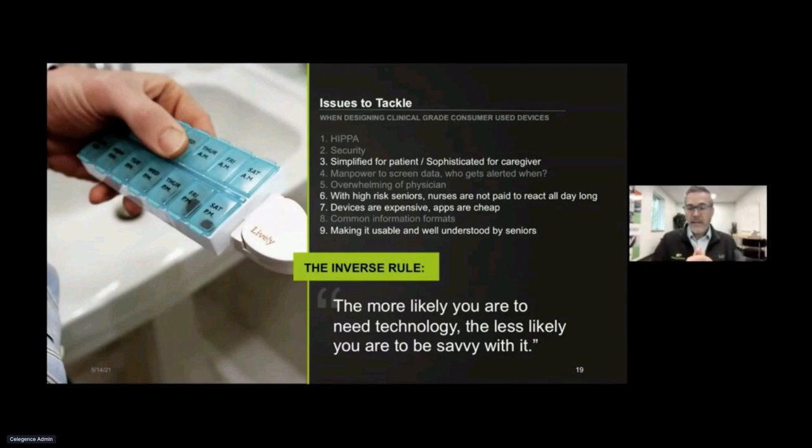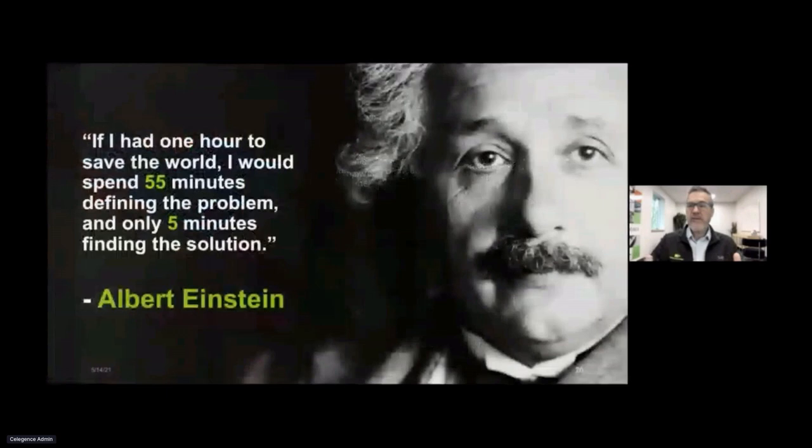That's hard to do. We often think of this inverse rule when we're in this situation designing things like this. The more likely you are to need technology, the less likely you are to be savvy with it, okay? Seniors with comorbidities who are at home trying to take care of their own health, they're not the ones that are writing the code for digital medical devices at home. They just need it to do what it does. So that lack of understanding about technology, human factors engineering, goes into understanding how we make something usable by those people.